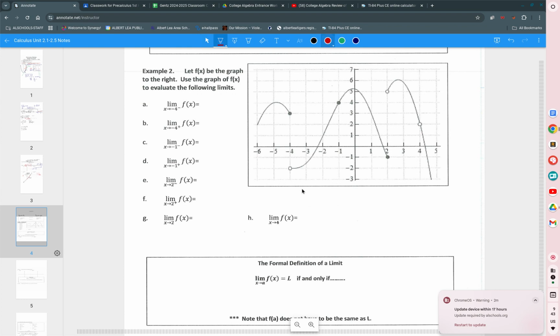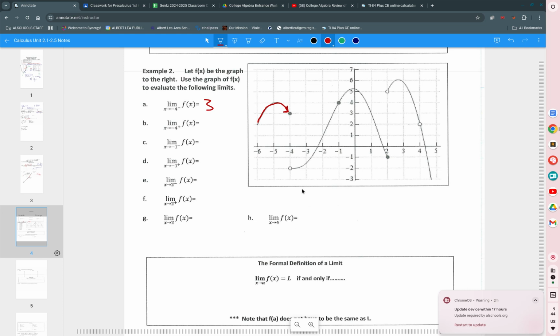So I'm going to approach -4 and I'm going to go from the left. I want to think about the y value. As I get very close to -4, what does the y value get close to? It does get close to +3. Is everybody okay with that? And notice it's filled in at 3 as well.